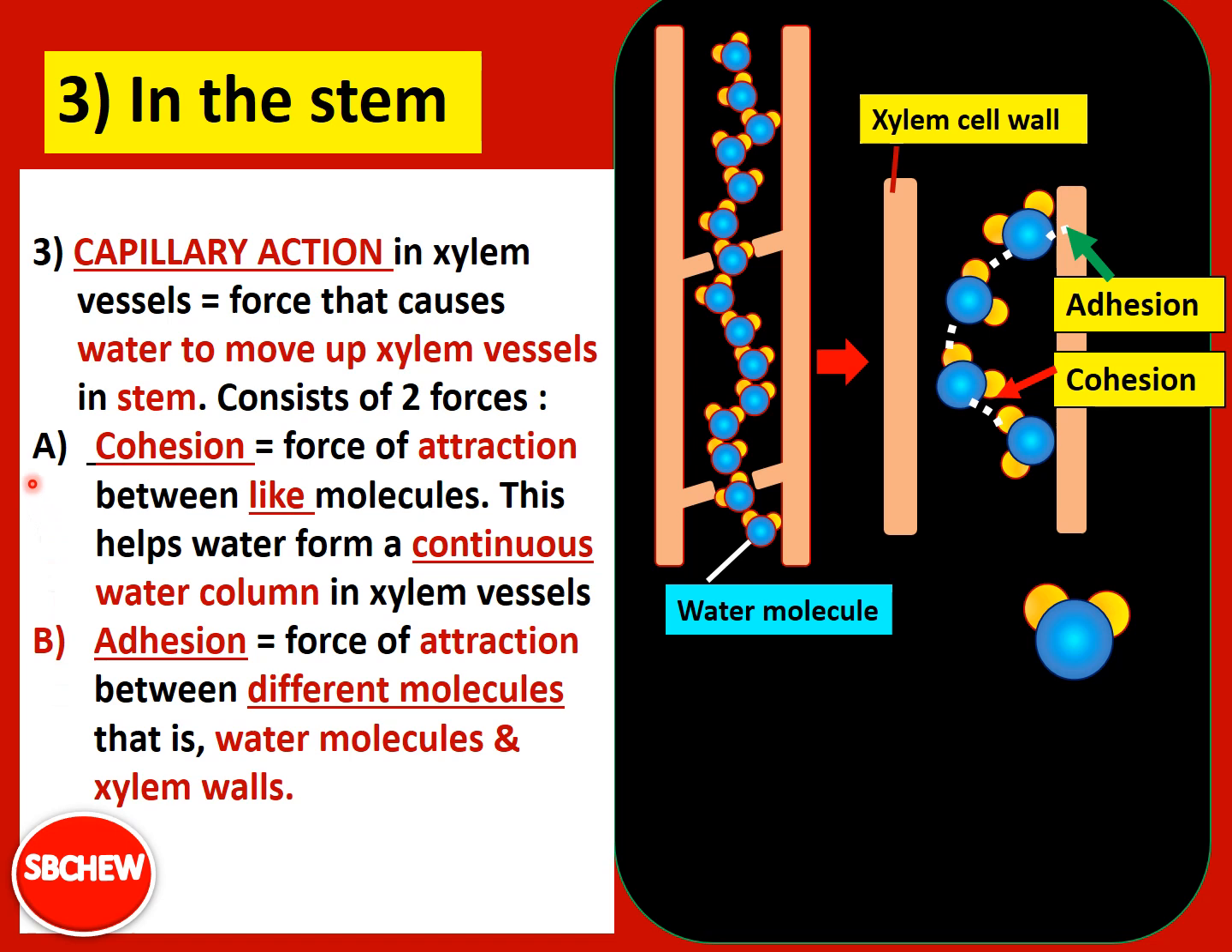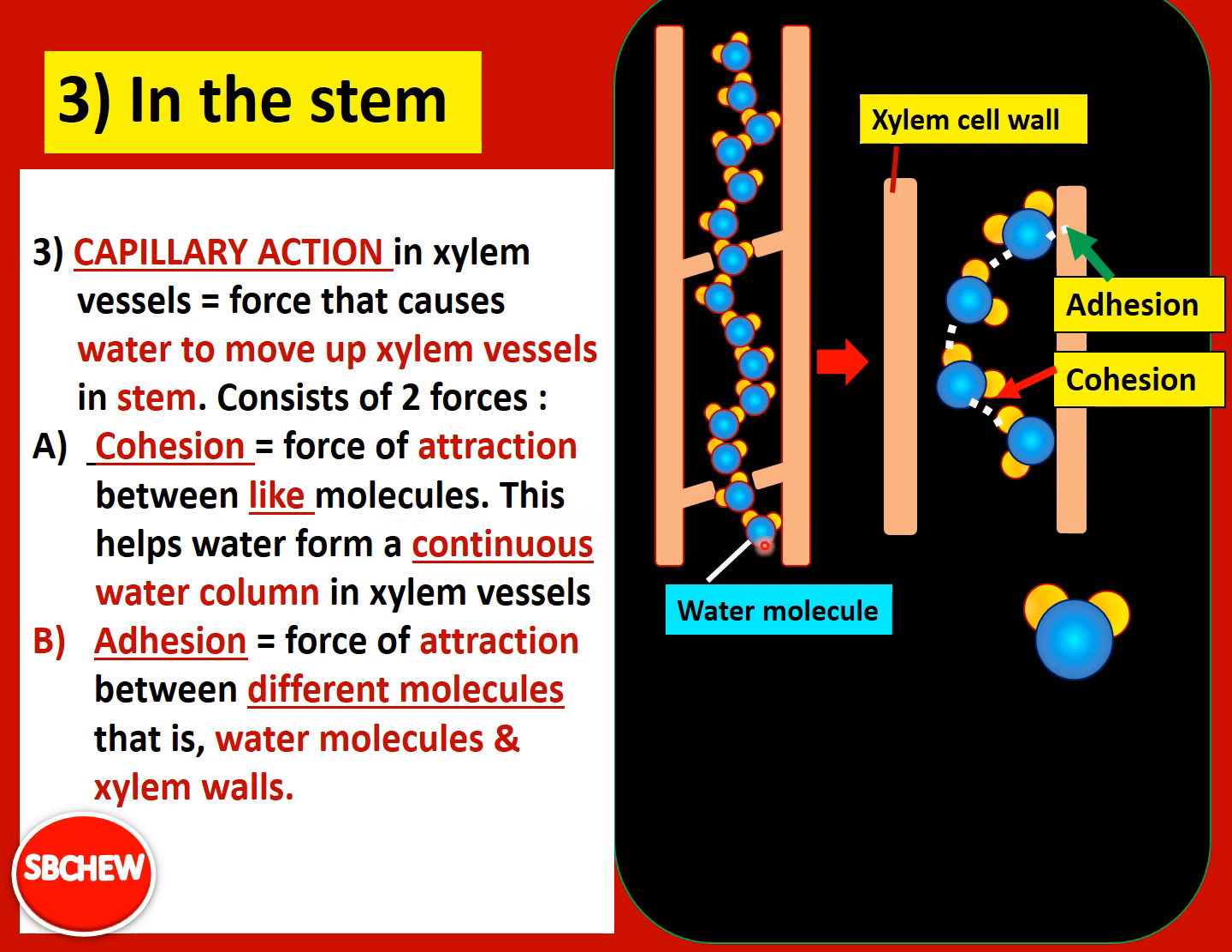Now let us discuss the movement of water in the stem. The movement of water in the stem is caused by capillary action, which is a force that enables the water to move up the tiny xylem vessels in the stem. It is made up of two forces: the force of cohesion and the force of adhesion. Cohesion means the force of attraction between like molecules, for example, between two water molecules.